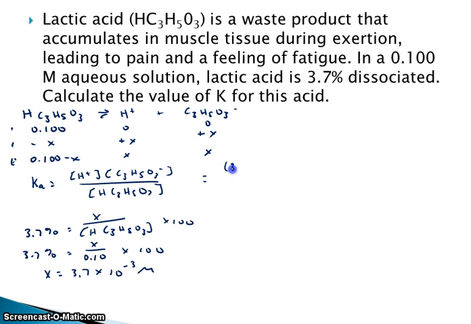We've got 3.7 times 10 to the minus 3 for our hydrogen ion. We've got 3.7 times 10 to the minus 3 for our lactate ion, so I'll just write squared. And we'll divide it by that 0.100 concentration for our lactic acid. And that's going to give us a Ka value of 1.4 times 10 to the minus 4.